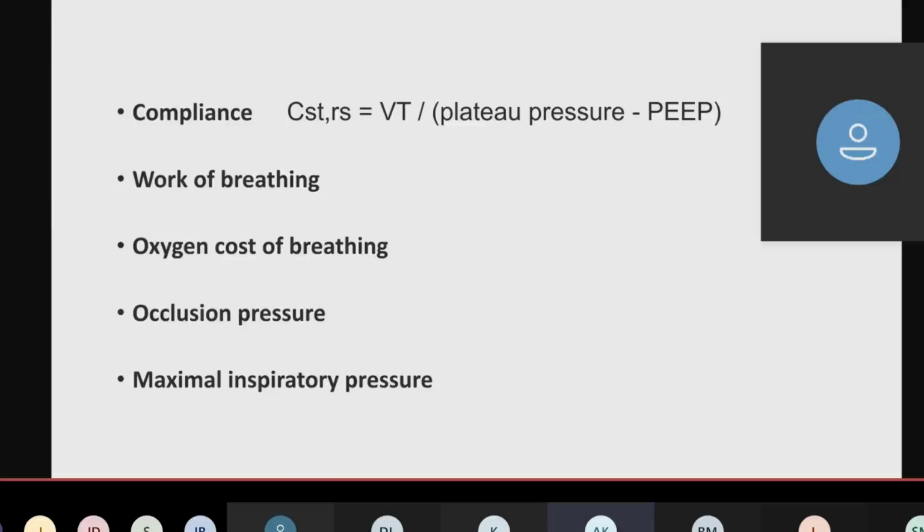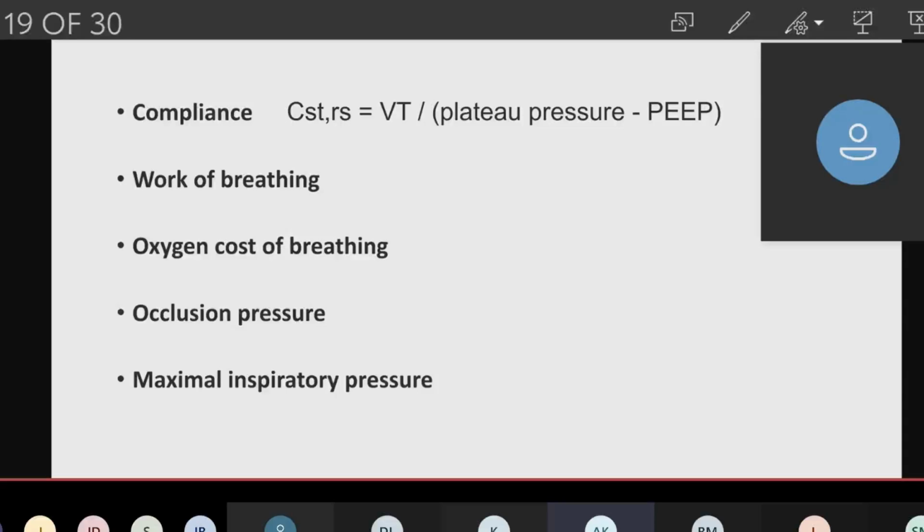The other is the occlusion pressure. This respiratory drive can be estimated by measuring the airway pressure in the first 0.1 second during an inspiratory effort against an occluded airway. It should ideally be less than 2 centimeters of water. Whenever this occlusion pressure value is high, greater than 3, it is associated with weaning failure. And again, as I said, maximal inspiratory pressure, which we usually call MIP, should be around -30 or less. That is more negative, where we will have a successful weaning.